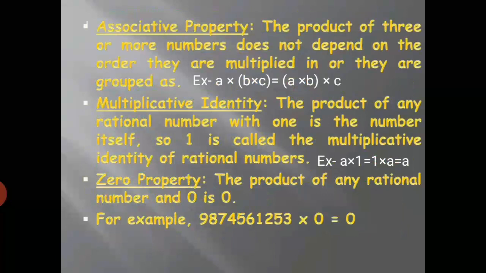Next is multiplicative identity. This property says that the product of any rational number with 1 is the number itself. Example, if you multiply any rational number by 1, you will get the number itself. A into 1 is equal to a, and 1 into a is also equal to a. Next is zero property, property of zero. This says that the product of any rational number with 0 is equal to 0.